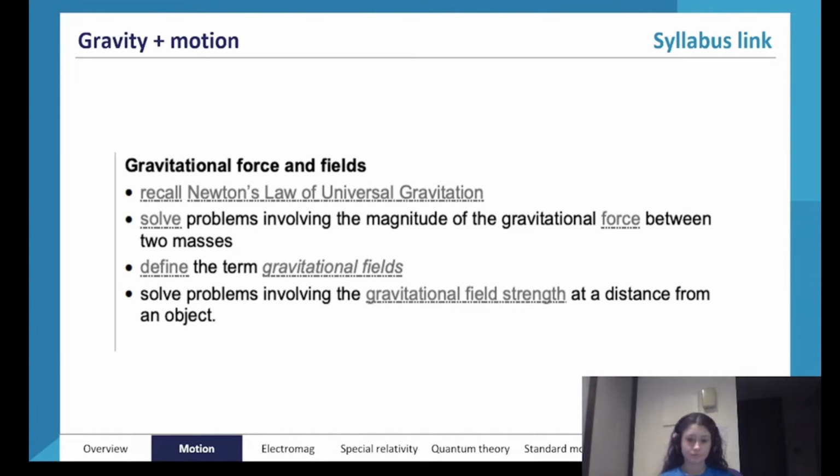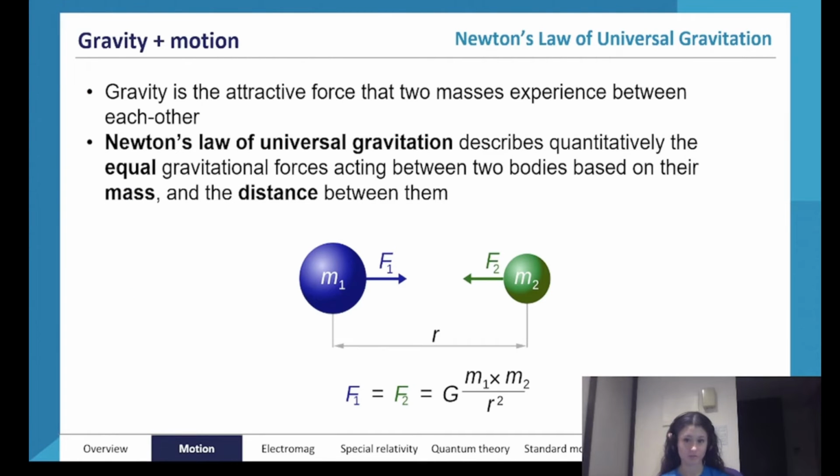So this is the syllabus requirements for gravitational force and field. You need to understand Newton's law of universal gravitation, solve problems, and define gravitational fields. So, gravity is the attractive force that two masses experience between each other. And Newton's law of universal gravitation describes quantitatively the equal gravitational forces acting between two bodies based on their mass and the distance between them.